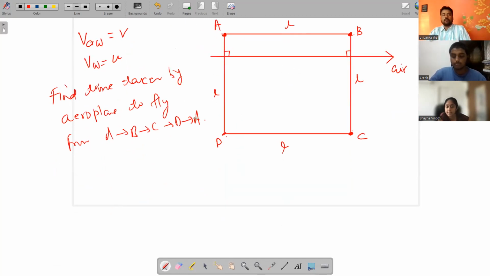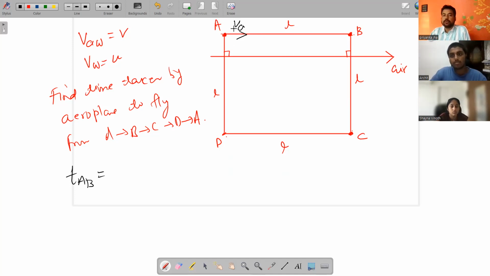Now see, let's first find the time taken by the aeroplane to travel AB. This line. You know that air is also blowing parallel to AB, so in the same direction. So you can feel that the aeroplane will start with some velocity, if the aeroplane starts in this direction, and the wind is also blowing in the same direction.